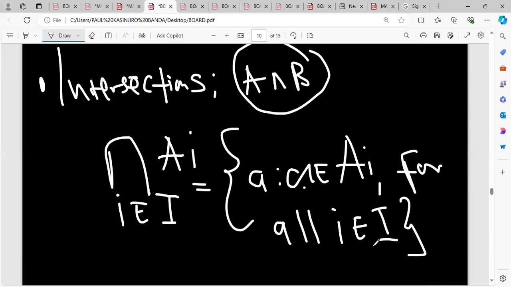Where it differs is that for the union, you can get from one, and then you combine with the members in the other sets. But for the intersection, if you have an element a that is a member of this A_i, then this a should be a member of all the A_i that I can have. So that's why here we're saying for all i that is a member of the indexing set I.